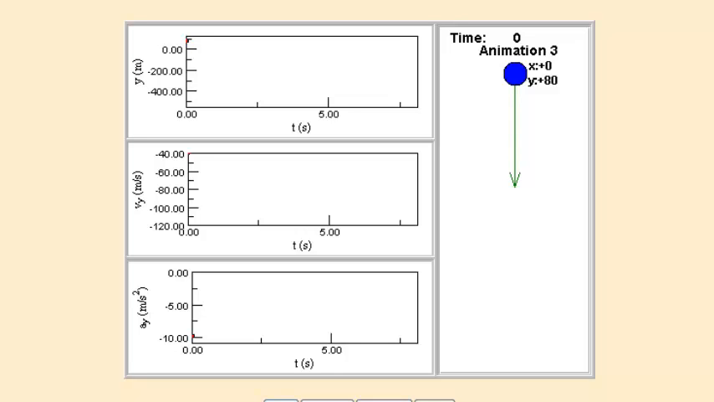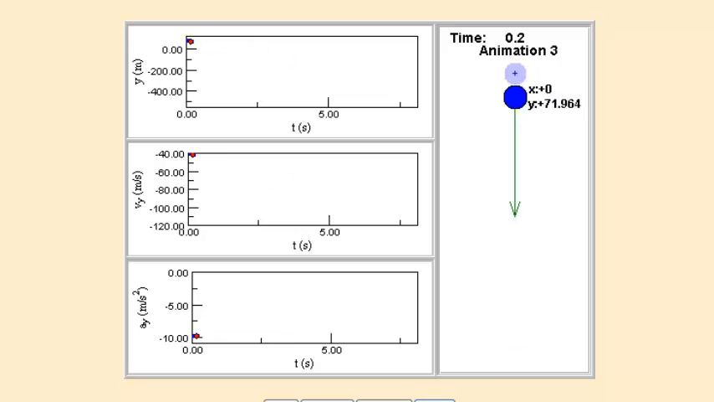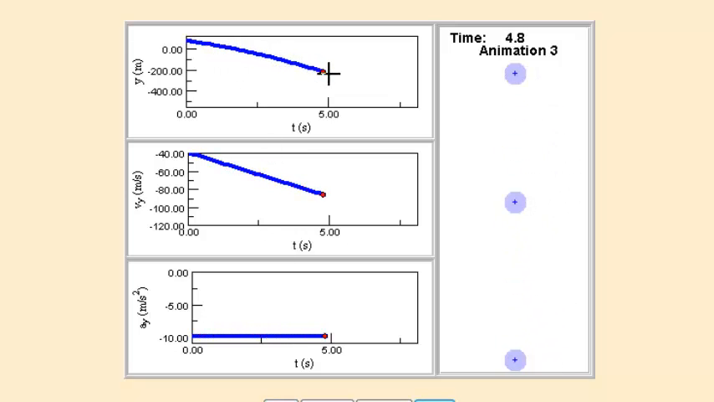The other type of situation we have is the throw-down problem. Okay, the throw-down problem just means that I've got an initial velocity downward. Notice how on the position graph, we gradually increase how much distance we're covering each time. My velocity keeps getting bigger and bigger and bigger, but my acceleration rate stays that constant negative 10 meters per second squared.